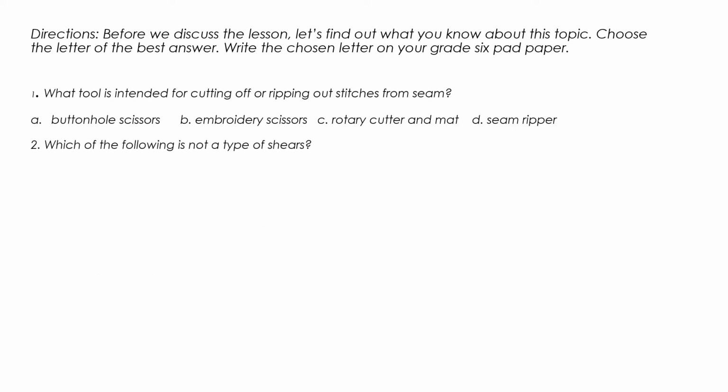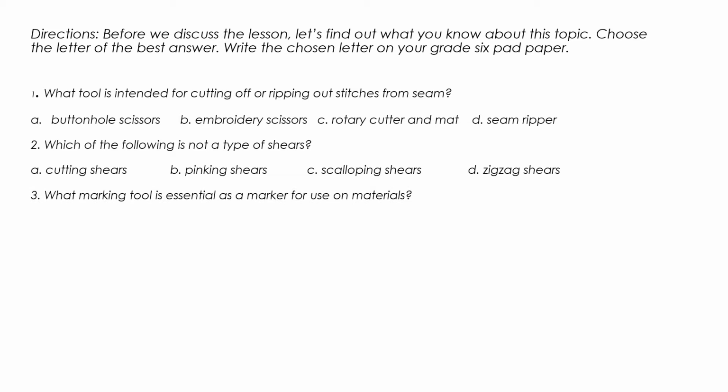Number 2. Which of the following is not a type of shears? Is it A, cutting shears, B, pinking shears, C, scalloping shears, or D, zigzag shears? Number 3. What marking tool is essential as a marker for use on materials? Is it A, pencil, B, tailor's chalk, C, tracing wheel, or D, wax chalk?